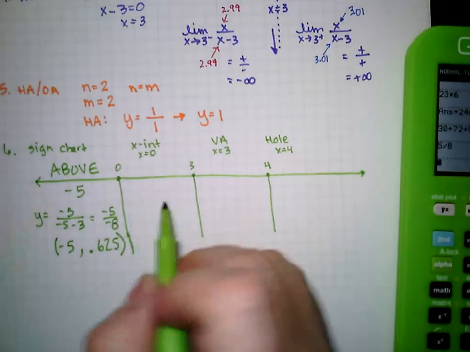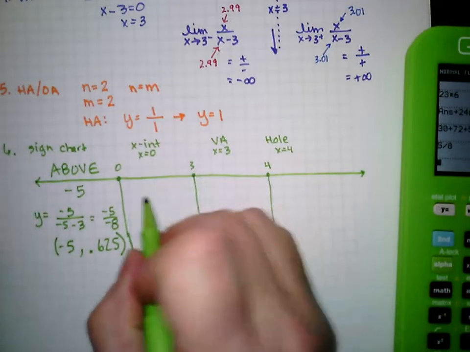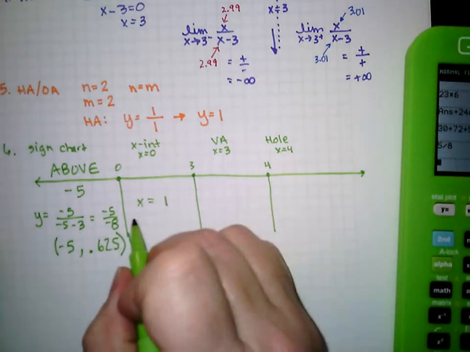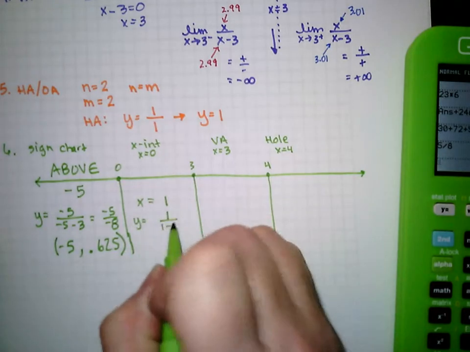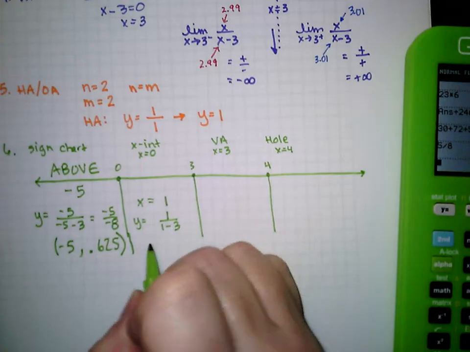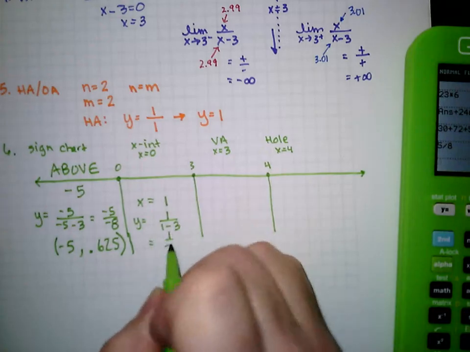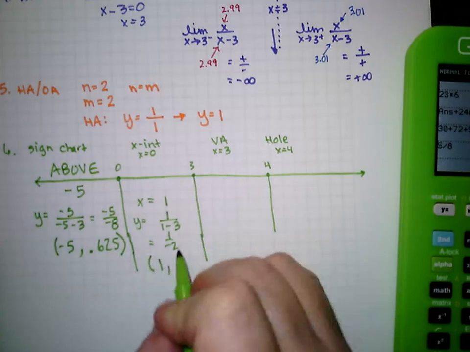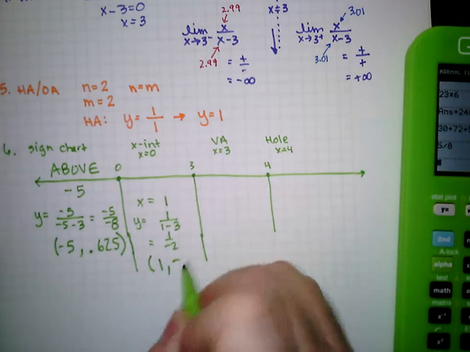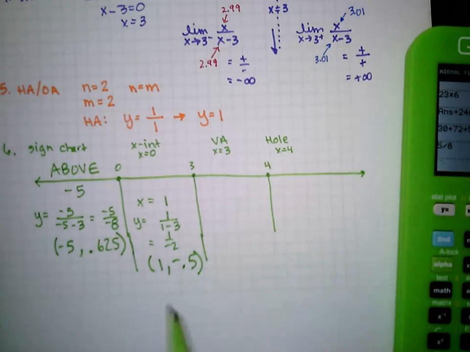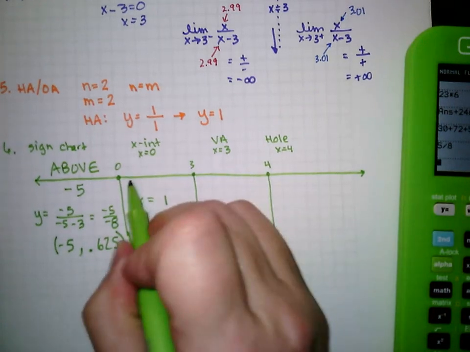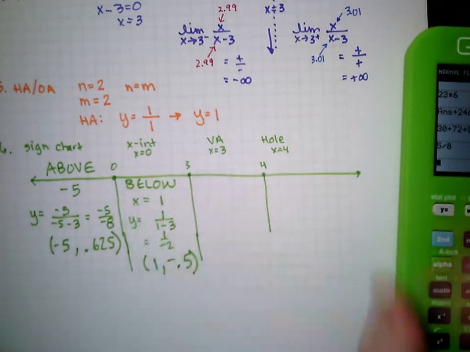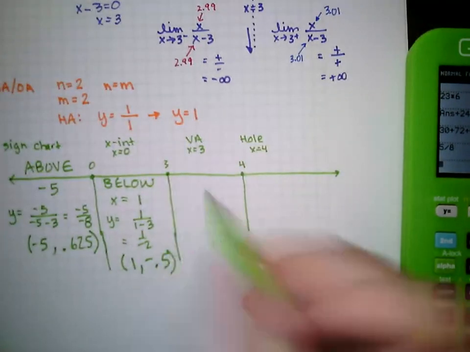Let's see what happens between 0 and 3. So we'll go with x equals 1. So y would equal 1 over 1 minus 3. So that is 1 over negative 2. So our ordered pair would be 1 and then negative 0.5. Nice. Since that y value is negative, my graph is going to be below the x-axis in the section between 0 and 3.